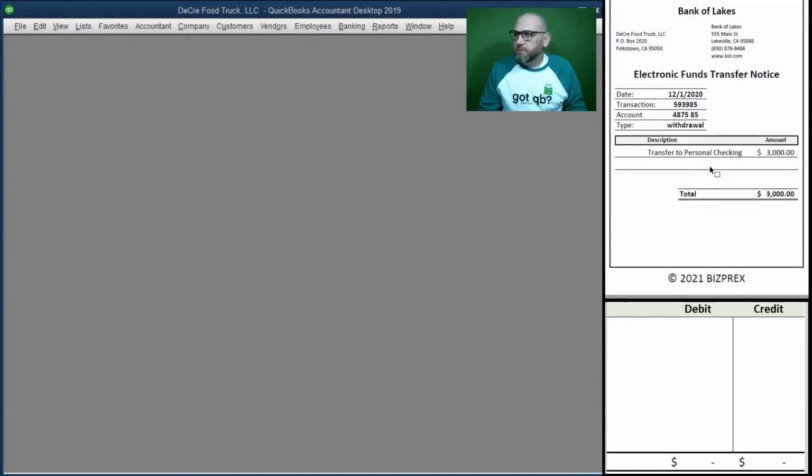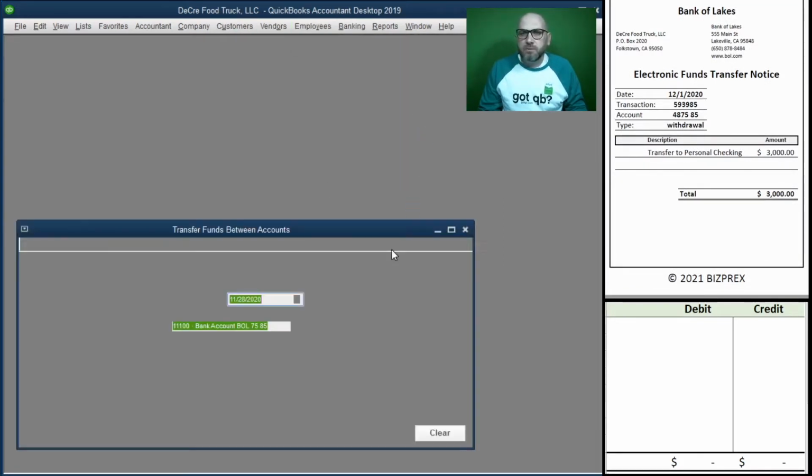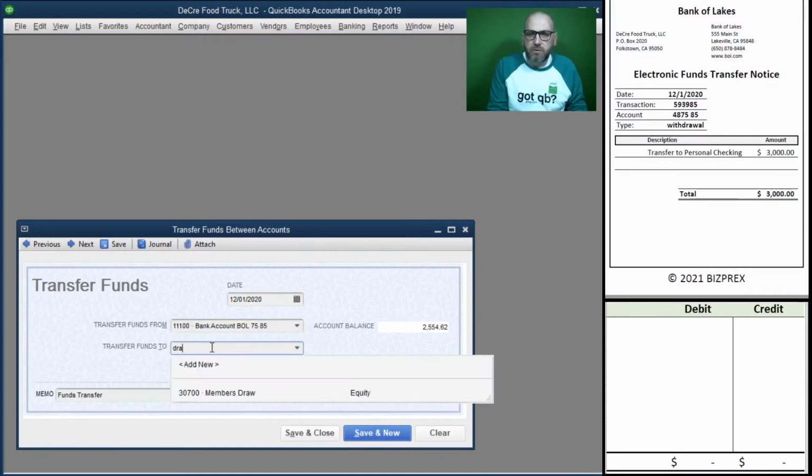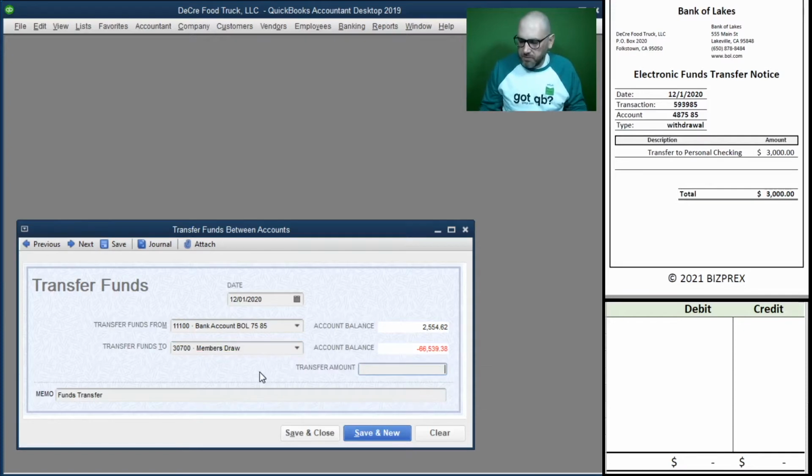First, we have transfer to personal checking. We know that one, right? Transfer funds. All right, so it's coming out of our bank account and it's going to draw. We've done it before, we can do it again.